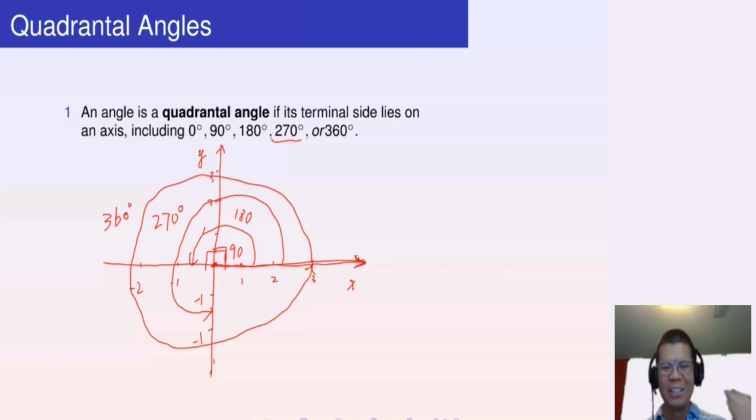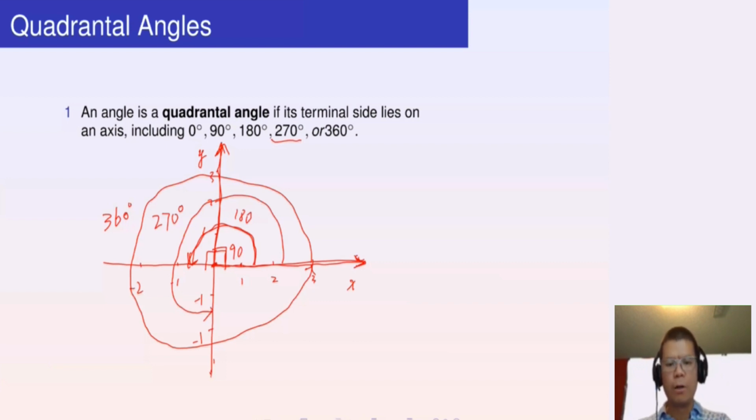So if you go 90 degree, then you end up at the positive y-axis, right? If you go 180 degree, you end up at the negative x-axis, and then 270 is the negative y-axis, and then 360 you come back to the positive x-axis. All right, so these are the quadrantal angles. Quadrantal angles.